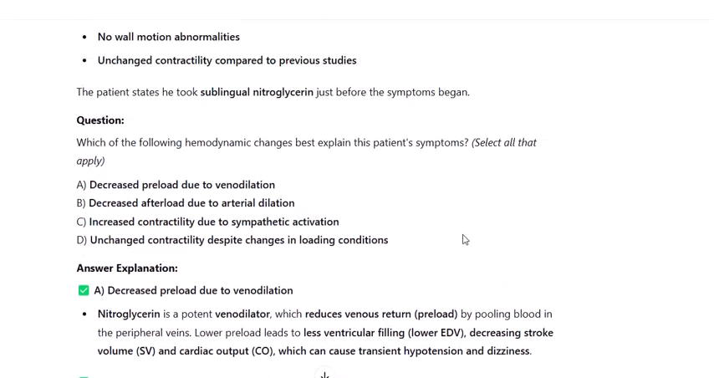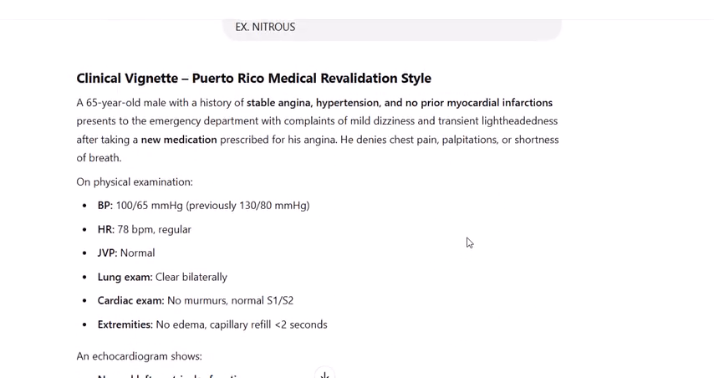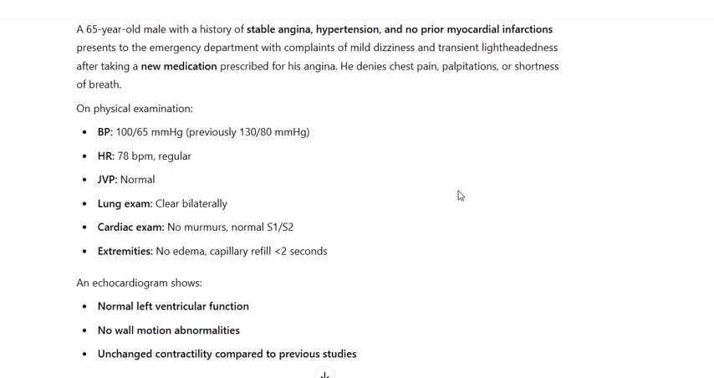Clinical vignette, Puerto Rico medical revalidation style. A 65-year-old male with a history of stable angina, hypertension, and no prior myocardial infarctions presents to the emergency department with complaints of mild dizziness and transient lightheadedness after taking a new medication prescribed for his angina. He denies chest pain, palpitations, or shortness of breath.